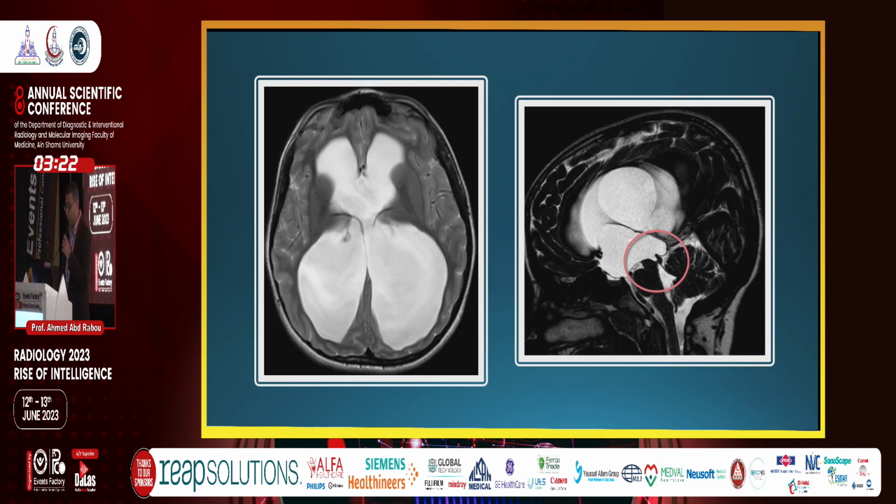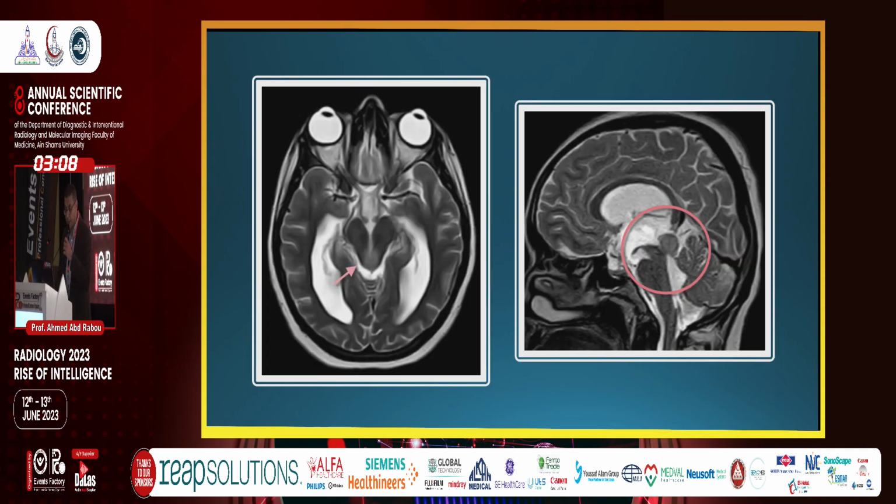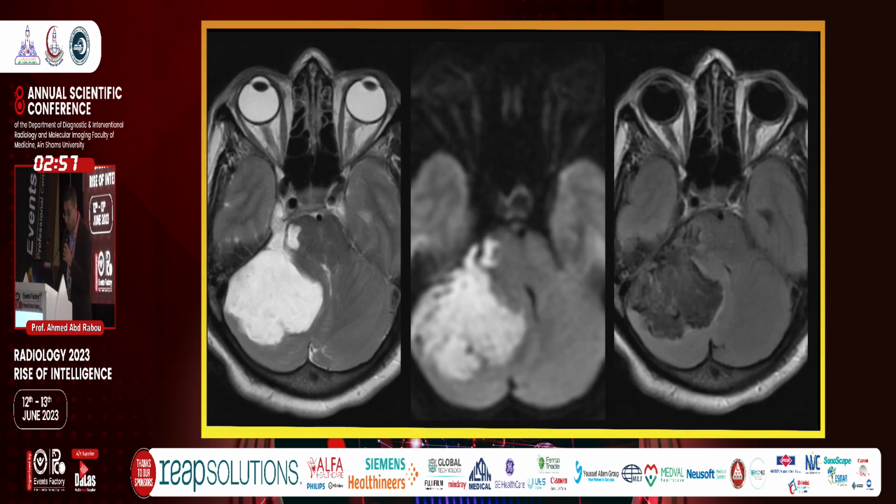And going down, we have an obstruction at the level of the aqueduct of Sylvius. We have many pathologies, including congenital, as in this case. We can see there is a diaphragm or web obstructing the aqueduct of Sylvius, causing supratentorial hydrocephalus. Another obstruction of the aqueduct of Sylvius is through a tumor. Here there is a tectal glioma compressing the aqueduct of Sylvius, resulting in supratentorial hydrocephalic changes.